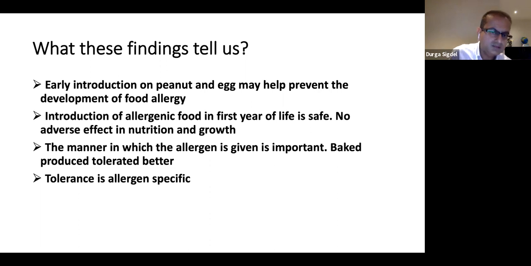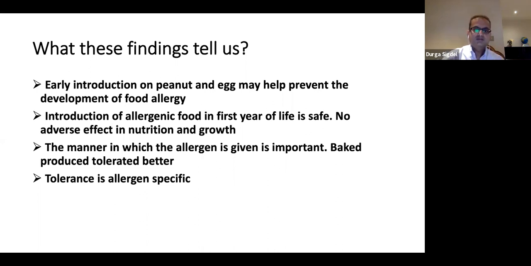The standard weaning time in the UK is 4 to 6 months. The parents will decide when they want to wean the child, and when they start weaning, we advise parents to start giving allergenic food early. So these two studies showed that early introduction of food is safe. It doesn't have a negative impact on child nutrition, and we can prevent children developing allergy early.